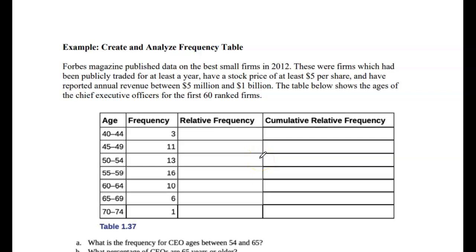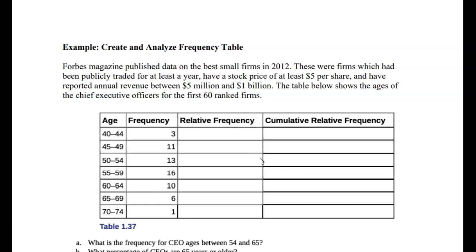Right, in this example, we're going to create and analyze a frequency table. Forbes magazine published data for the best small firms in 2012. These firms, which had been publicly traded for at least a year, have a stock price of at least $5 per share and have reported annual revenue between $5 million and $1 billion. The table below shows the ages of the chief executive officers for the first 60 ranked firms.